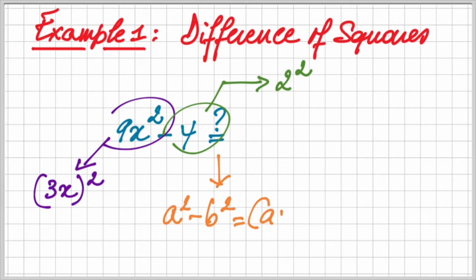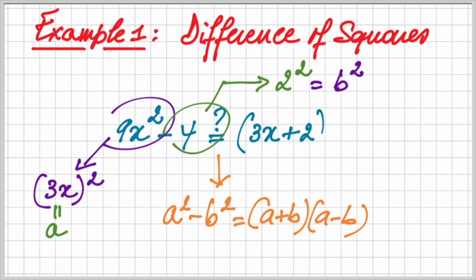We can now use the formula: a squared minus b squared is (a plus b) times (a minus b). Here a is 3x and b is equal to 2. So we find that the result is (3x plus 2) times (3x minus 2). And that's the factorized form of this difference of squares.